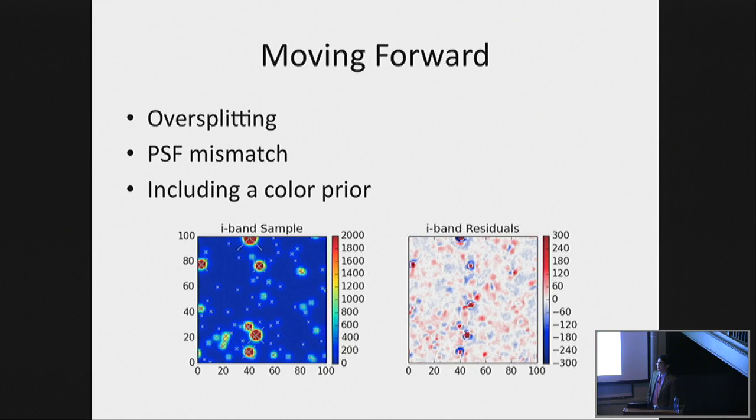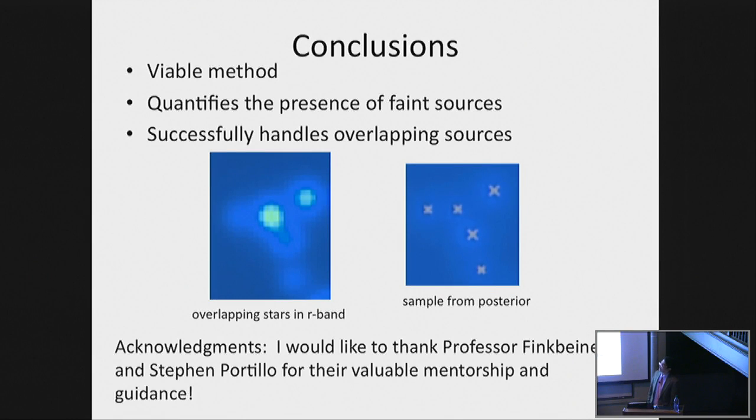And also, of course, in a multiple band image, there's information being communicated through color. So one could imagine including a color prior to try to increase the rate of convergence. And so the conclusions are that, to first order, this is a viable method for cataloging, and in particular, it's able to capture two things that normal cataloging software is not necessarily capable of doing. So it's able to quantify the presence of these faint sources, as I had shown in the animation, and similarly, it can do the same thing with overlapping sources.